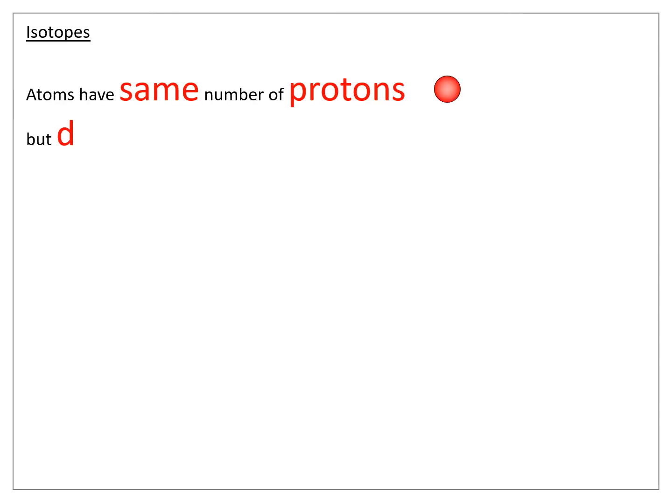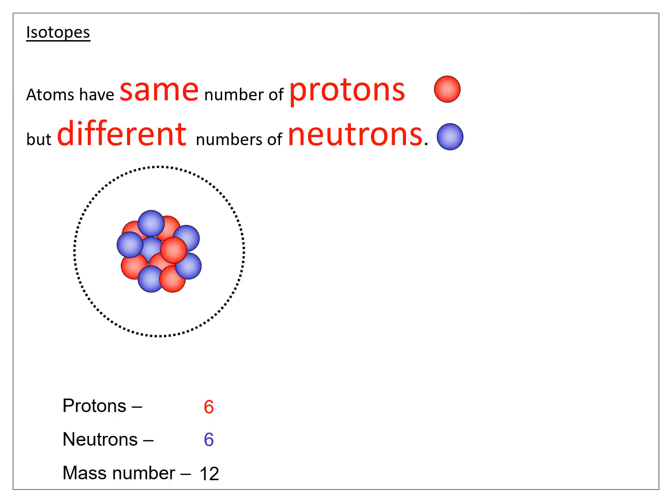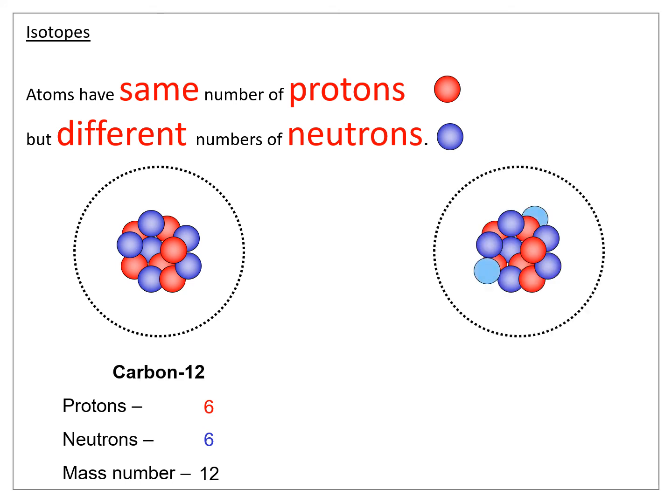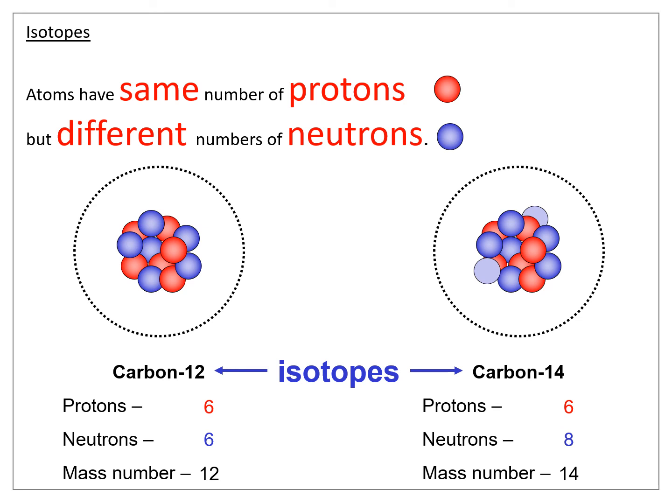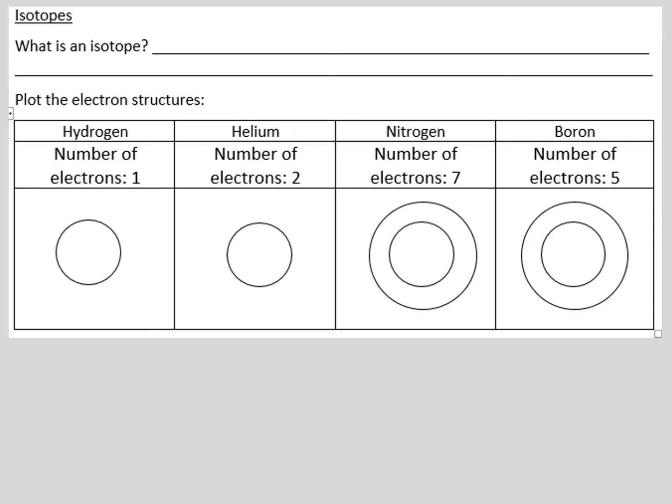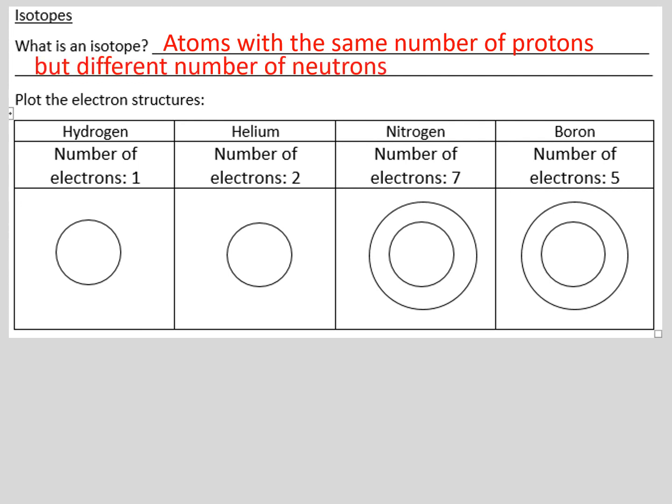Okay, questions on isotopes. Let's go through the slides again. Atoms have the same number of protons and different number of neutrons. So this one's got 6 protons, 6 neutrons, mass number 12. Carbon 14 though, has got 8 neutrons. These are isotopes. So what is an isotope? They're atoms with the same number of protons, but a different number of neutrons.